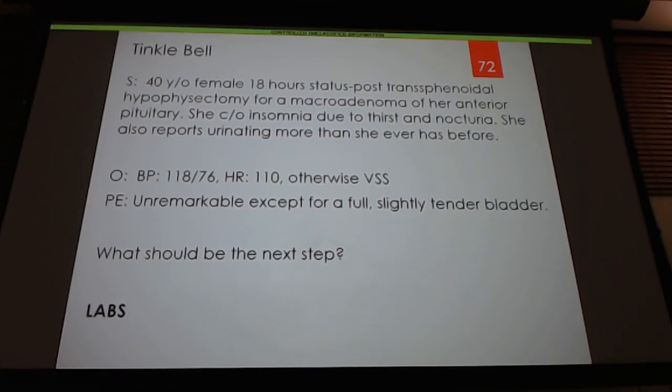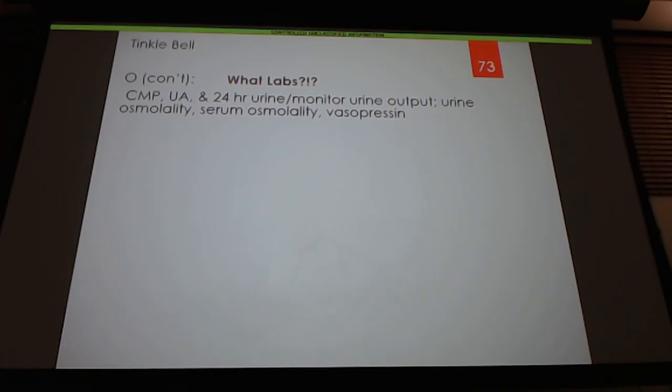urine output. The nurse will run a urine output. What else? Osmolality, urine and serum, right? Yes. And there's one more blood test that we can add when ADH is low. Vasopressin, yes. So, you get it all? 100%. You got it. We just take the test like this.